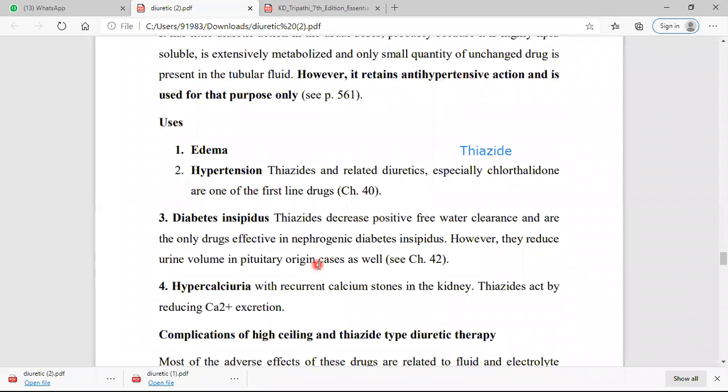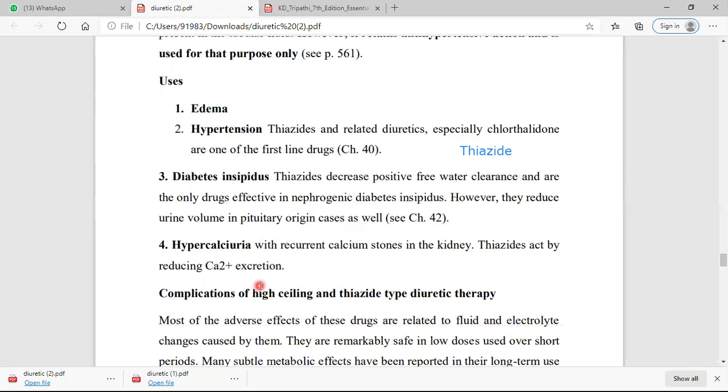Diabetes insipidus: it decreases the free water clearance and is used in nephrogenic diabetes insipidus. Diabetes insipidus occurs due to the absence of antidiuretic hormone. And nephrogenic means that due to failure of the working of the nephron, it causes diabetes insipidus. So these drugs are useful in the treatment of diabetes insipidus.